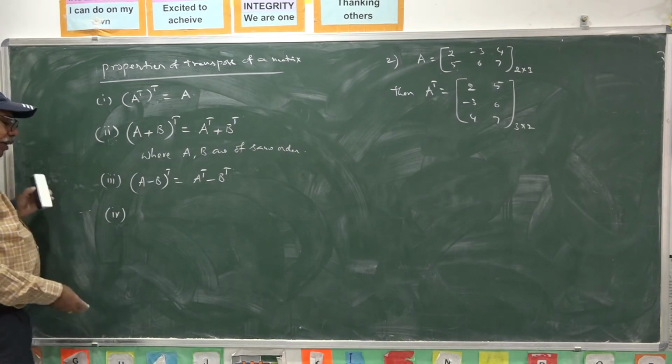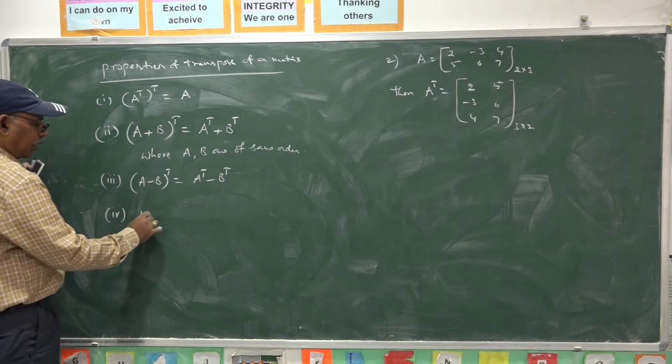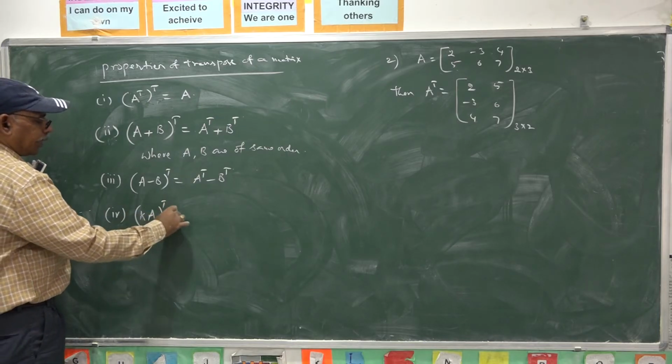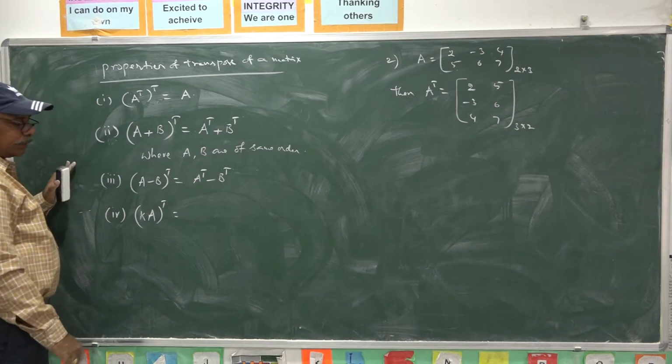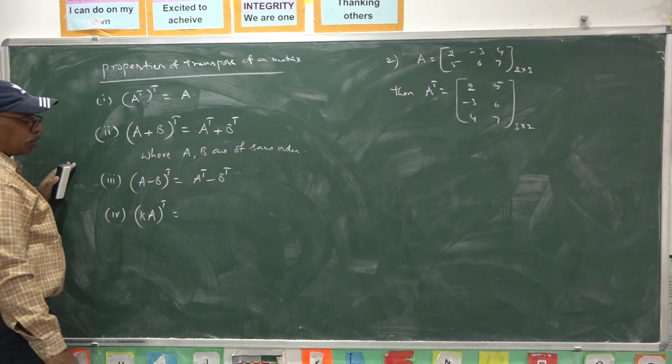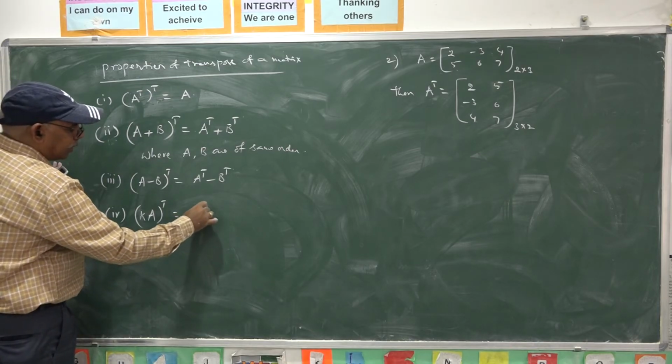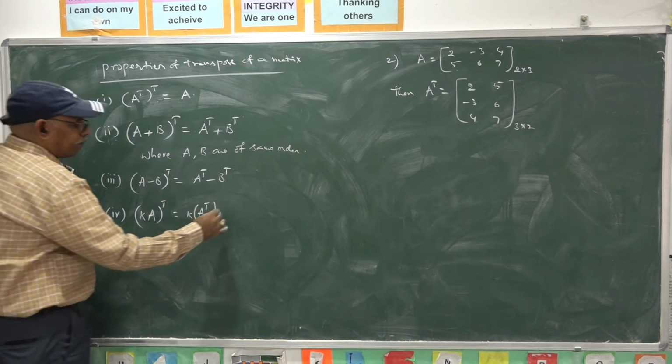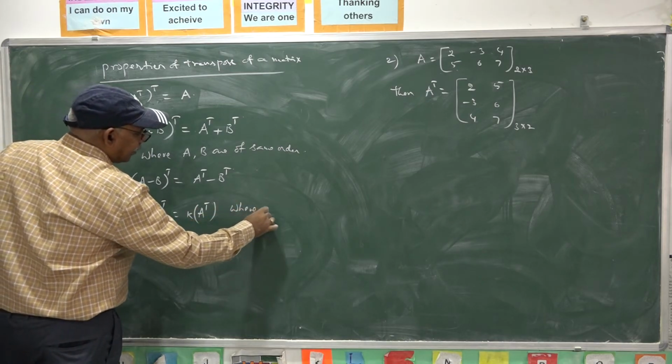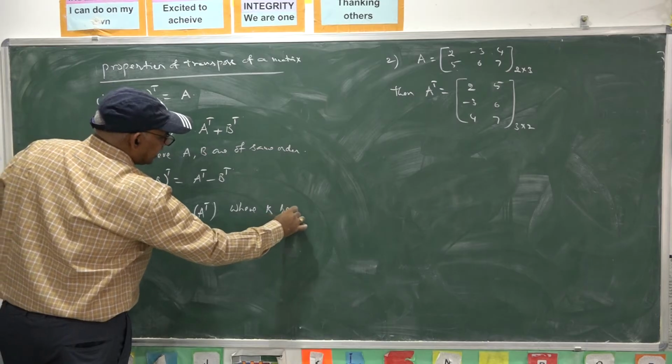Next, K A whole transpose, where K is a scalar, is K into A transpose itself, where K is a scalar.